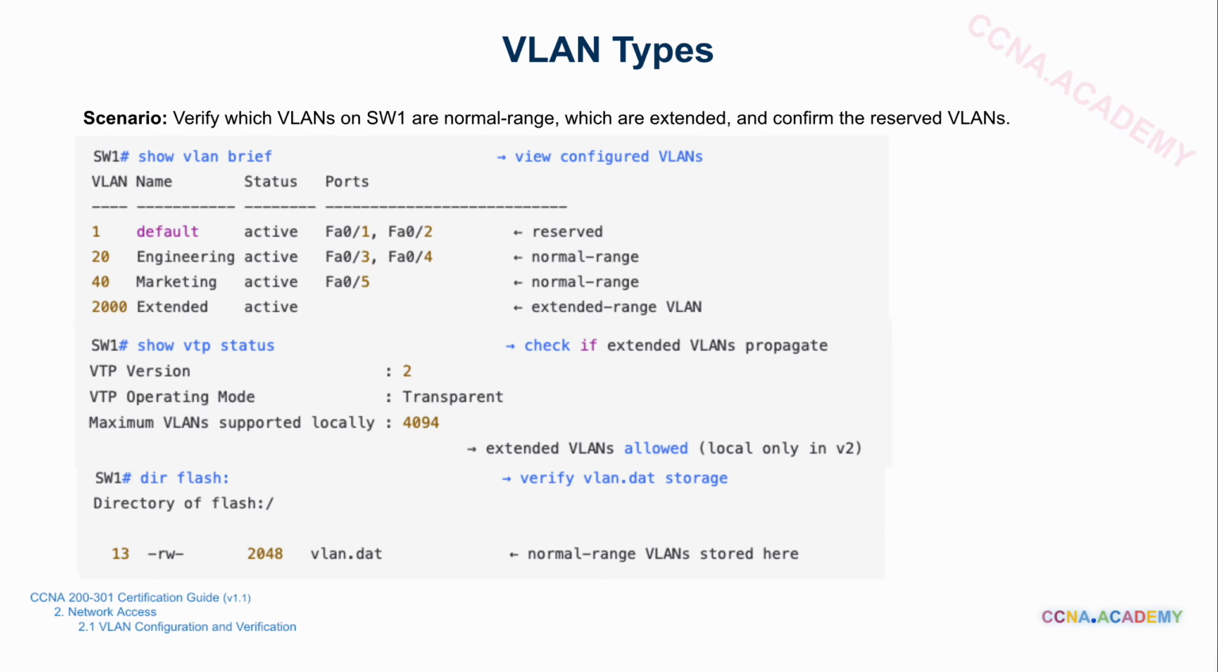Finally, we verify where VLAN information is stored by checking the flash directory. The presence of the VLAN.dat file confirms that normal range VLANs are stored in the VLAN database, while extended range VLANs are not written there and instead exist only in the running configuration.